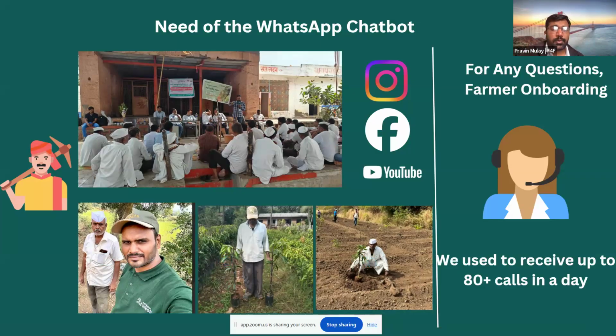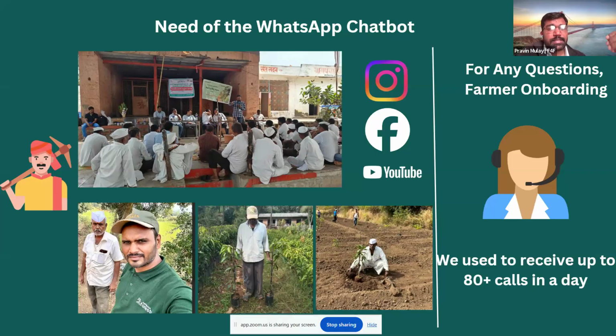So in all of this process, whenever we do the onboarding or whenever the farmer gets to know about our program, they basically have multiple questions on exactly what the program is, how we are doing plantation, which trees you are planting. And farmers used to call the call center. So as a result of this campaigning, we used to receive up to 80-90 calls per day. It was quite difficult to manage all of these calls, and some calls went unanswered. So this was the main challenge that we were facing.